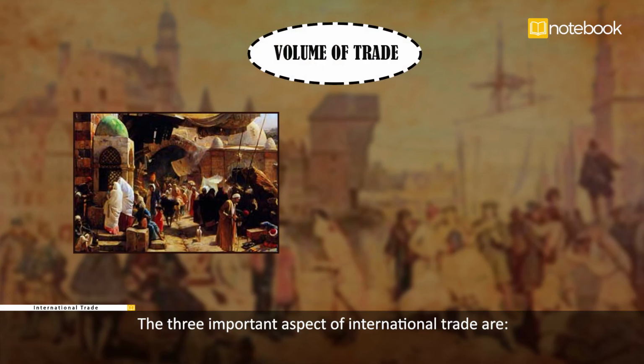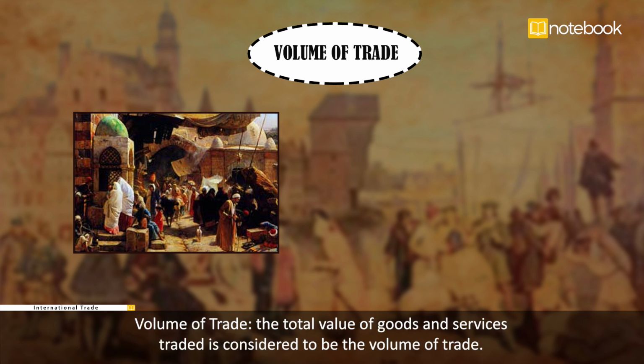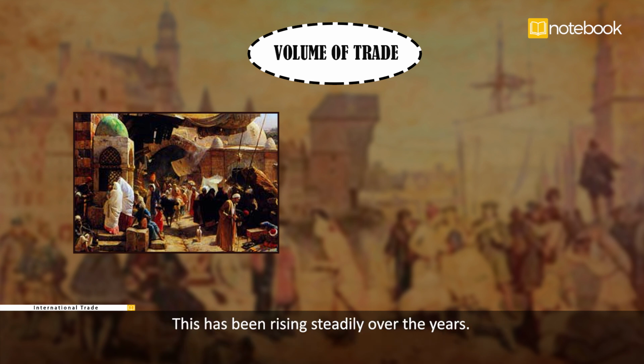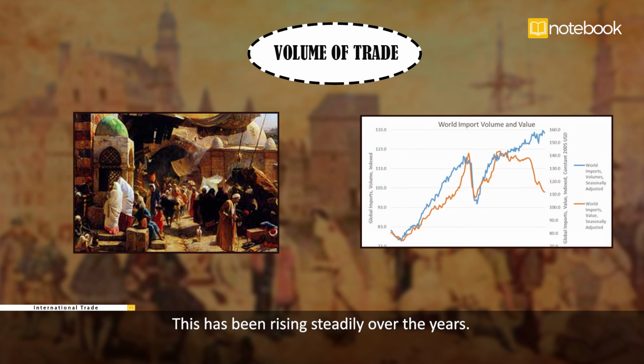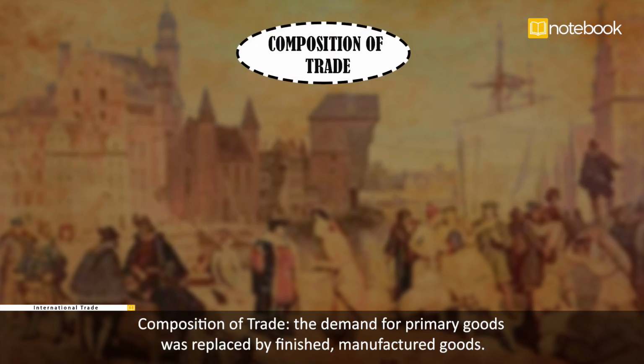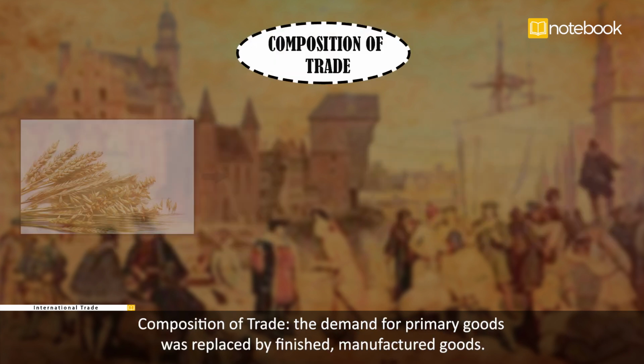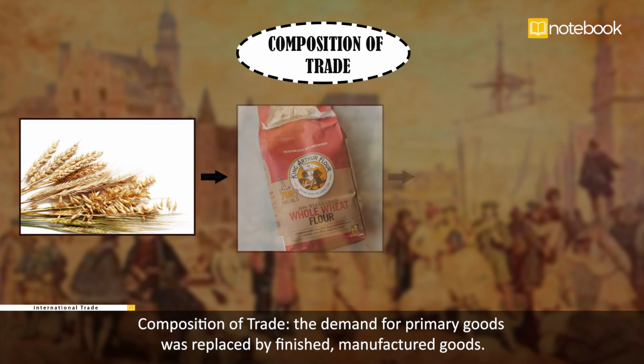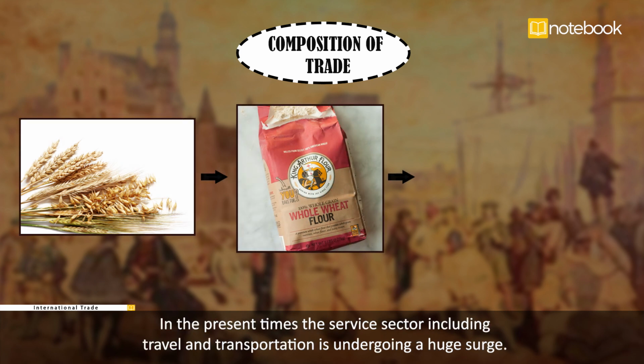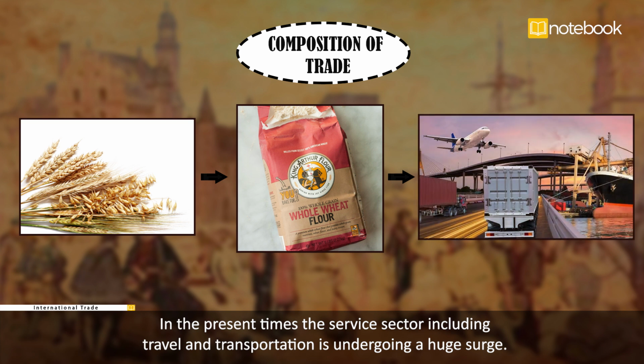The three important aspects of international trade are, first, volume of trade. The total value of goods and services traded is considered to be the volume of trade. This has been rising steadily over the years. Composition of trade. The demand for primary goods was replaced by finished manufactured goods. In the present times, the service sector, including travel and transportation, is undergoing a huge surge.